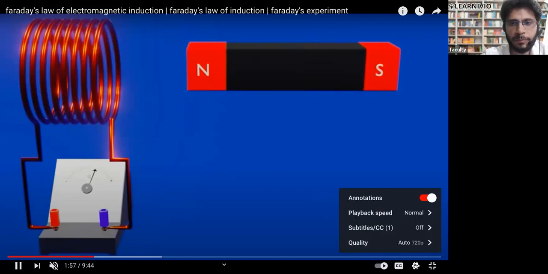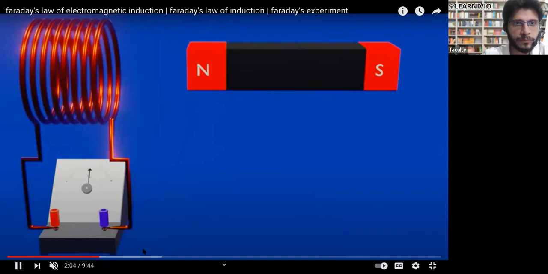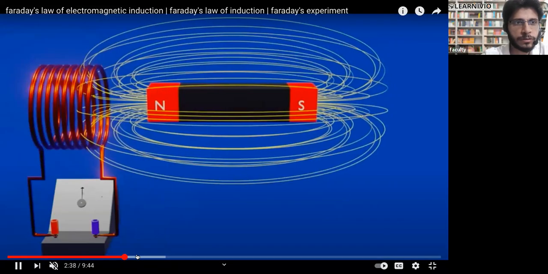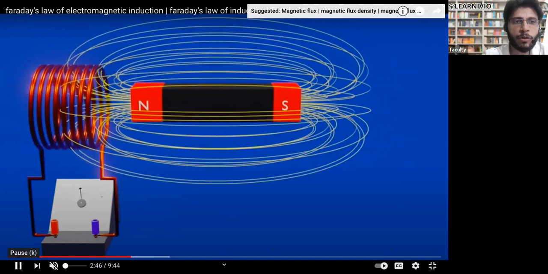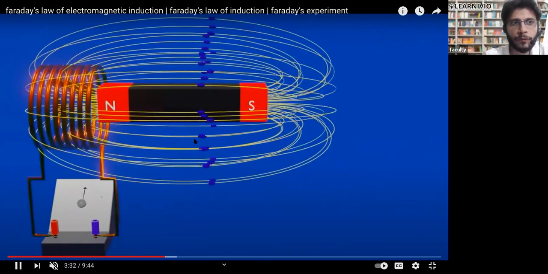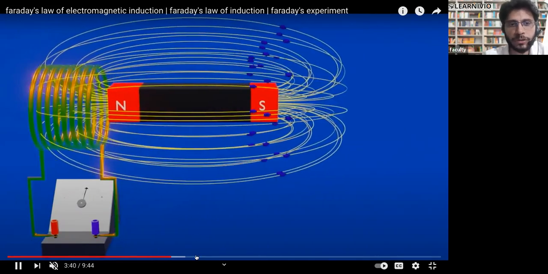He did several experiments like this. This is interesting. When he is bringing the magnet towards the coil, it's the magnetic field lines, some flux is linked with the coil. When this magnet enters inside the coil, then the flux changes, flux increases. Due to increase in flux, you get a deflection. And when he brings this magnet away from the coil, then the flux decreases. Due to decrease in flux, flux is again changing, deflection would be in the opposite direction.